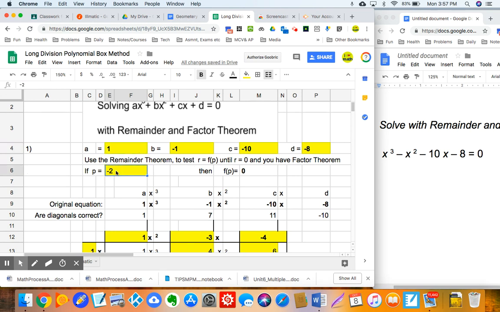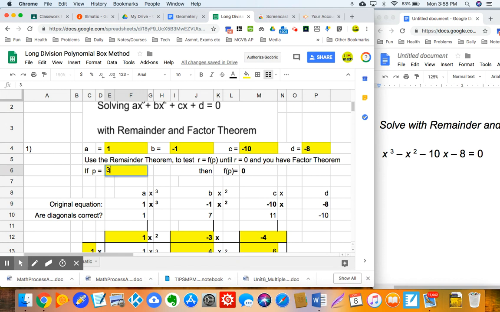Then we use the remainder theorem to test that the remainder equals the function evaluated at p, until r equals 0. And then you have the factor theorem. So if the remainder is 0, you have a factor. I'd already worked with this.